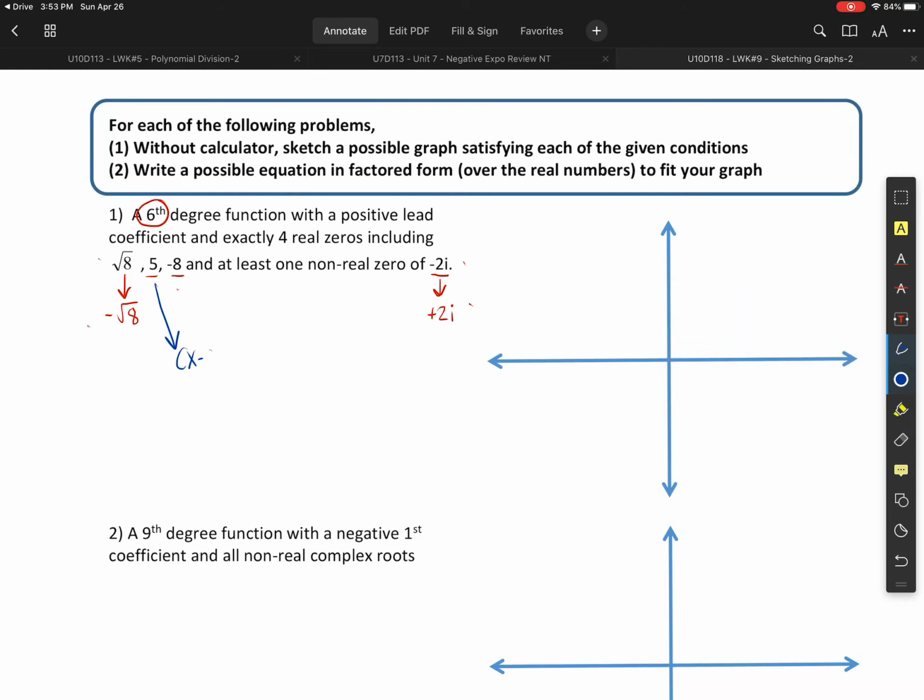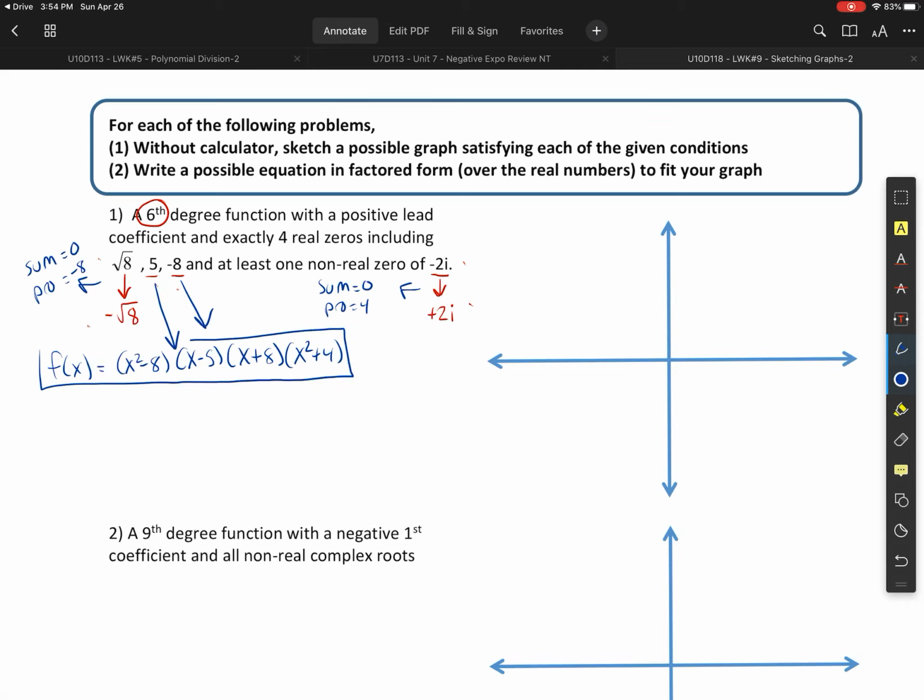All right, so it's time to start building the equations for these. So 5 I know comes from x minus 5. Negative 8 comes from x plus 8. All right, so if I did sum product over here, sum is 0, product is 4, x squared plus 4. If I did sum product here, sum is 0, product is negative 8. So that gives me x squared minus 8. Alright, so there's my equation.